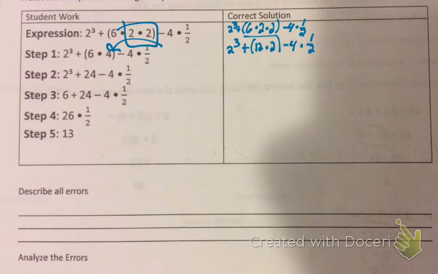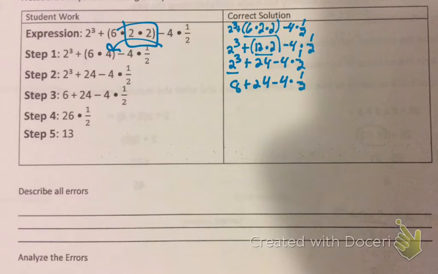Okay, we're going to go ahead and we're going to make our next line. We're going to go ahead and do 12 times 2. So we have 2 cubed plus 24 minus 4 times 1/2. Okay, now the next thing we need to do, we have an exponent. Let's go ahead and do that. 2 cubed, that's 8. 8 plus 24 minus 4 times 1/2.